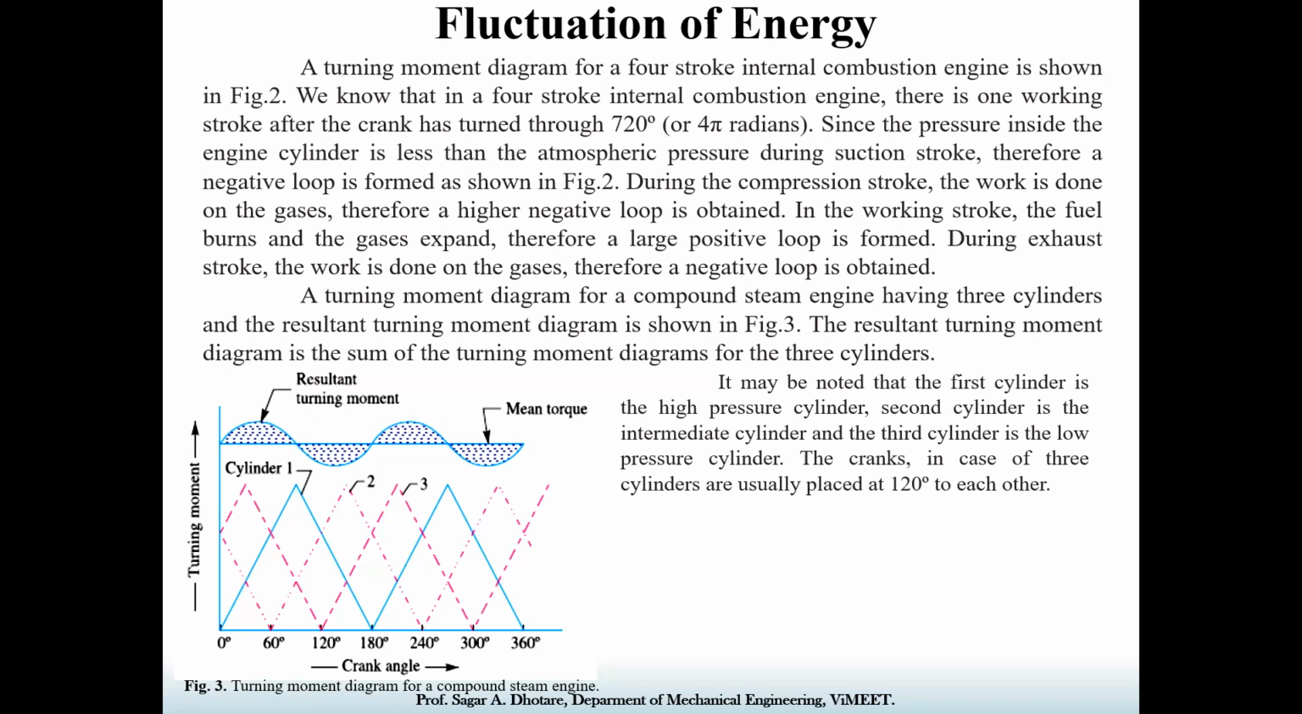In this arrangement, the first cylinder is a high pressure cylinder, the second is an intermediate cylinder, and the third one is a low pressure cylinder. The cranks can be placed at a particular angle, so the angle between each cylinder is 120 degrees. So whatever dynamic forces are generated can be eliminated.